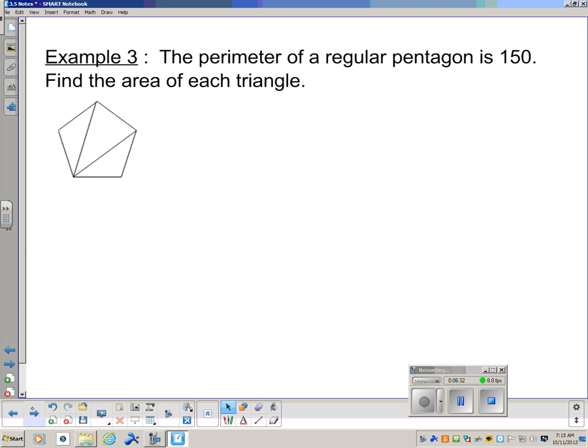I'm going to go to this one. So the perimeter of a regular pentagon is 150. Find the area of each triangle there. So if we go ahead and find the area of each triangle there, we got 3 of them this time. We got 1, 2, 3. So I'm going to work through these. The side lengths.